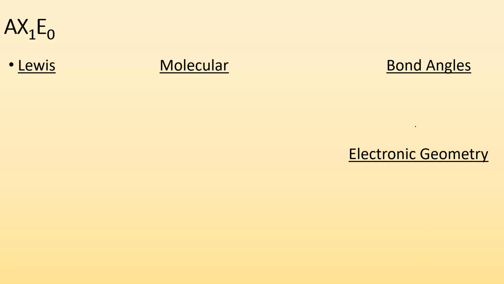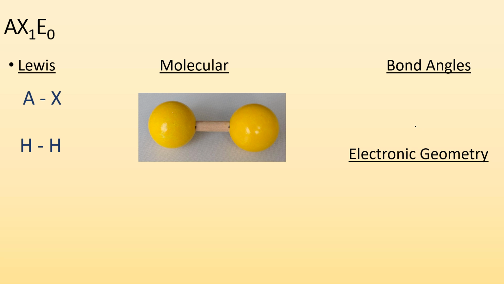All right, so AX1E0 tells me that there is 1 central atom with 1 atom bonded to it. An example could be H2. So the molecule is going to look like this. Now the bond angle for this molecule, you could probably guess, if that's a straight line, the bond angle is 180 degrees. And we call this geometry linear. It makes a straight line, so it's called linear.